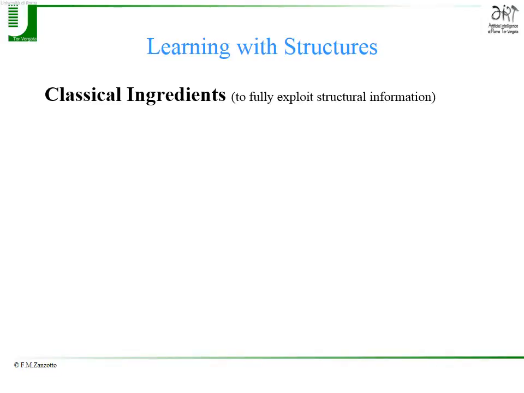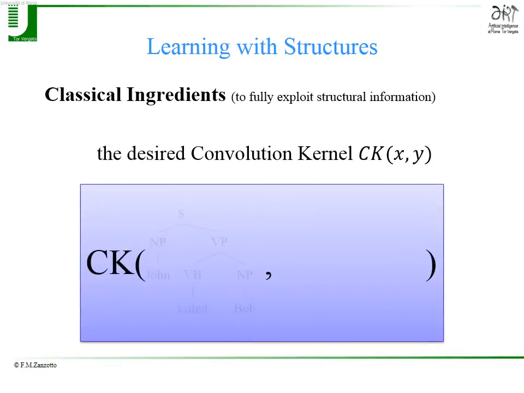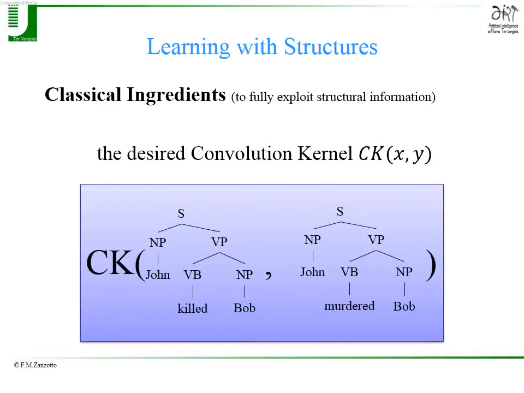Defining a convolution kernel is a classical way to go if we want to fully exploit our structured data. Our convolution kernel computes the similarity between two structures with an algorithm. Then, since we use the convolution kernel, we need a kernel machine. We select our favorite and we can now learn our classifier or regressor.